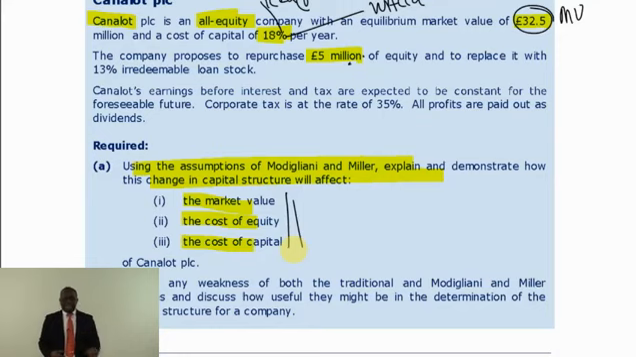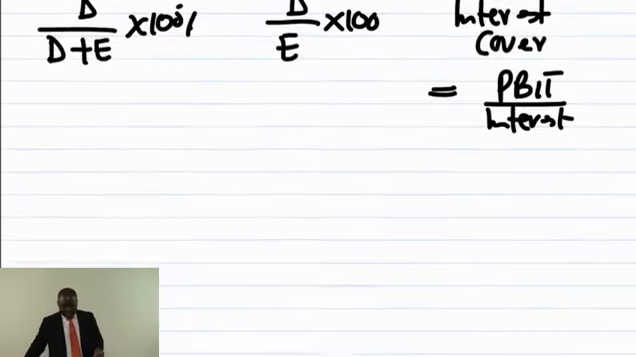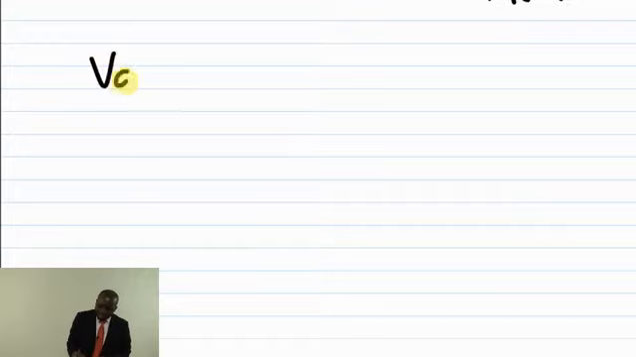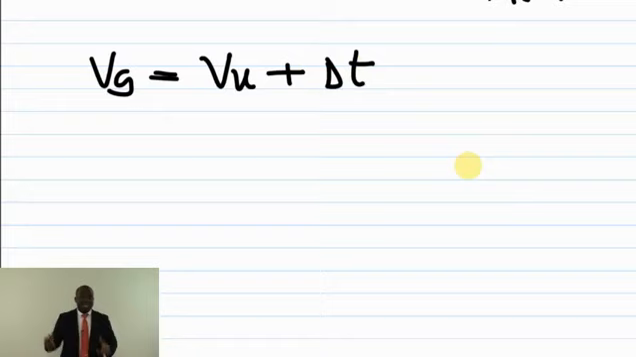What will be my market value? According to Miller and Modigliani, if I need market value, I need to think of proposition 1. Proposition 1 is telling me the value of the geared should be equal to the value of the ungeared plus the DT. It's an issue of you seeing them. If you see them, it's formula. You do substitution, you move on.